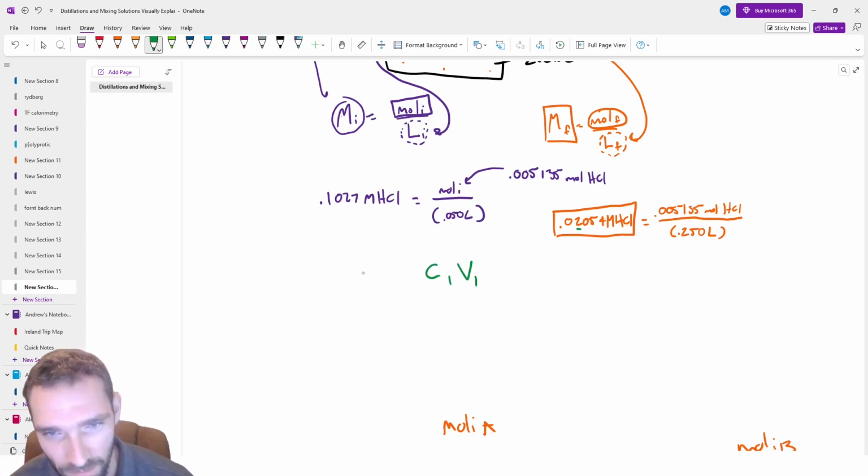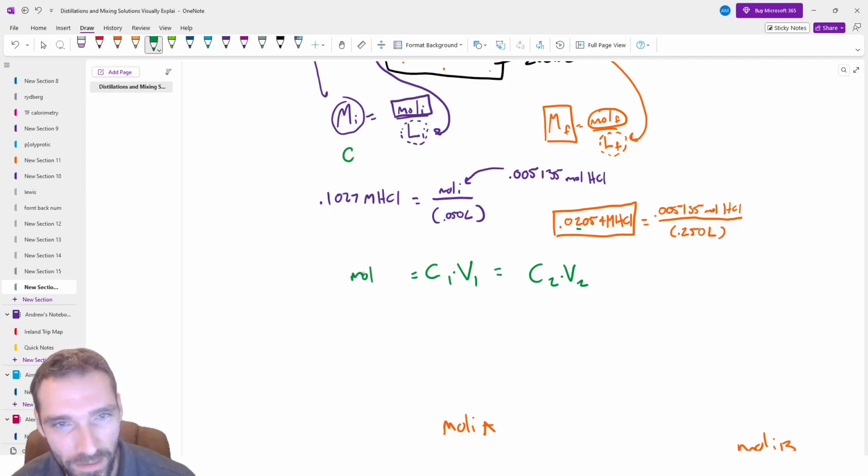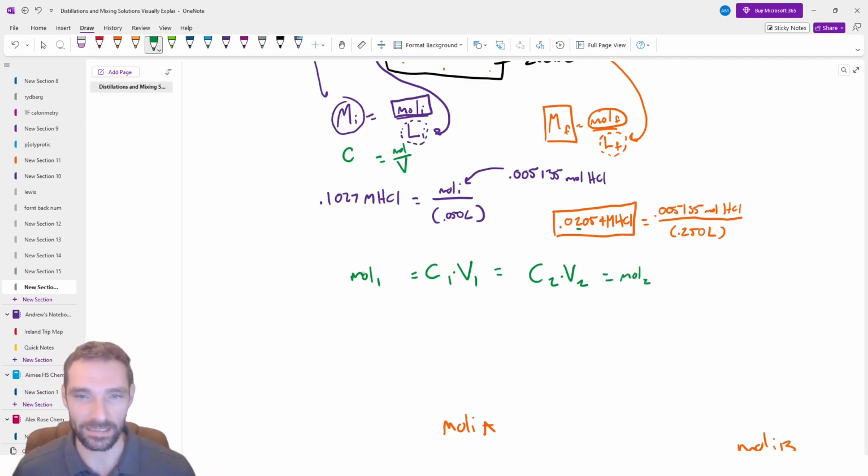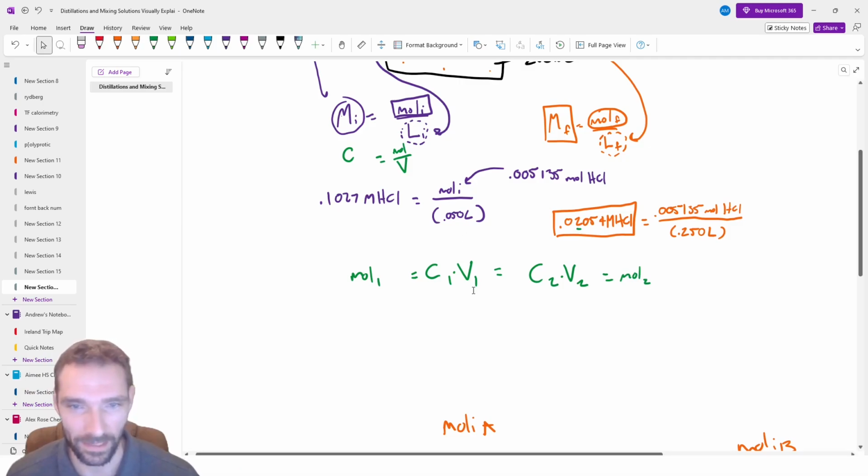What you technically do in these dilution problems is you can think about this as C1 times V1 is equal to C2 times V2, but that's because that is the number of moles. When you do the concentration times the volume, that gives you the number of moles. So if you just think about rearranging this equation, the initial amount of moles is equal to the final amount of moles. You're just relating these two things through that relationship.